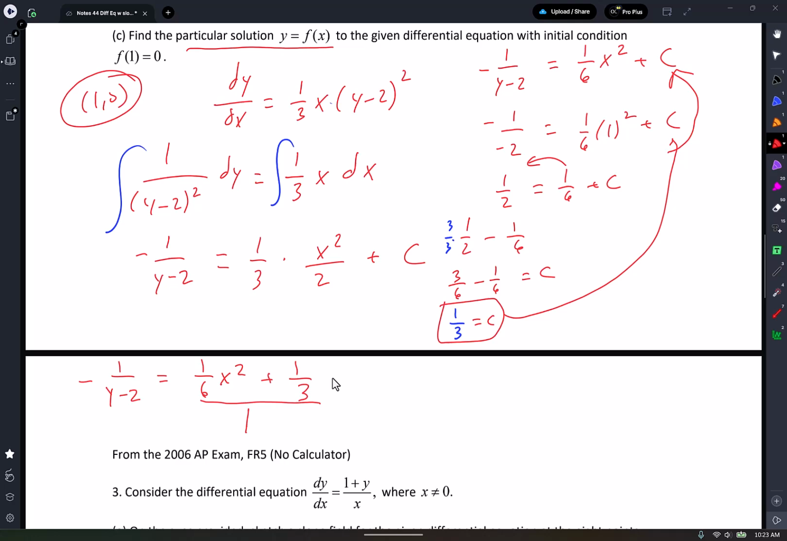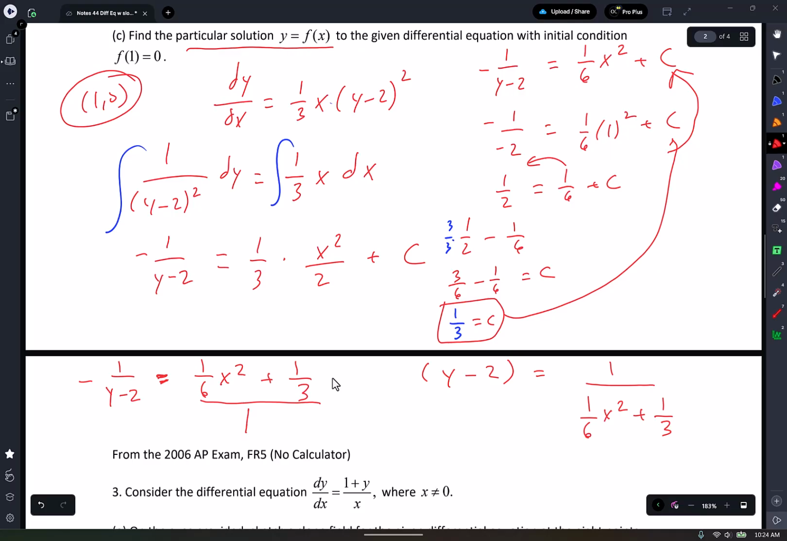Are you guys okay with that? Okay, I have a fraction. I'm just going to flip. So here's what I have. I still have that negative, and then parenthesis y minus 2, because I haven't distributed the negative, guys, equals 1 over 1/6 x squared. You can put the x squared in the numerator if you want, x squared over 6, plus 1/3. Are we still okay? I'm going to get rid of that negative by moving it to the other side, or multiplying by -1 or whatever you want to call it. So I'm just going to erase it and put it right here in the front.